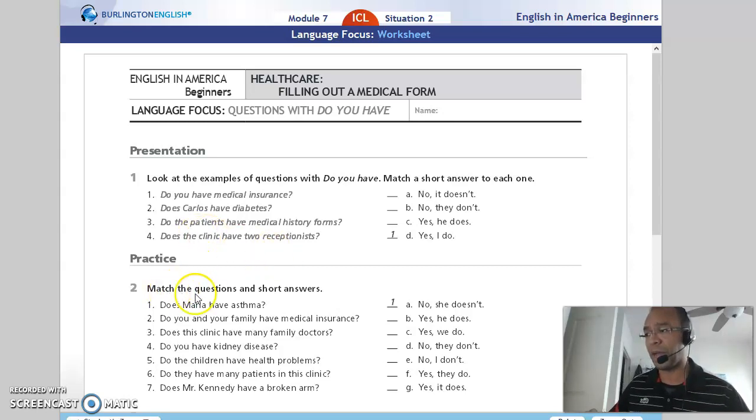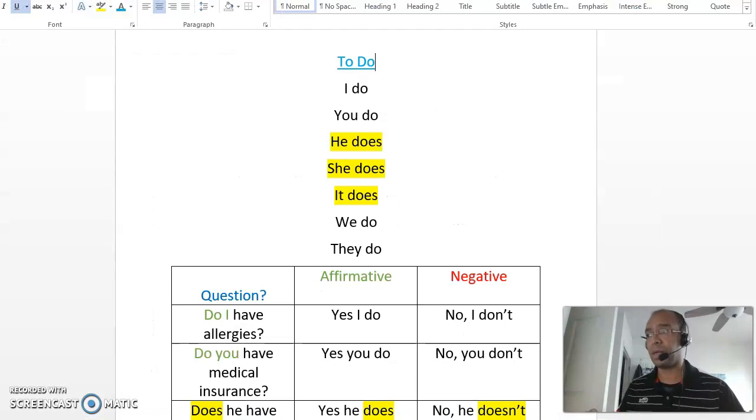Notice here, we have to match the questions and short answers using does Maria have asthma? Notice here does, because it's Maria as one person, you don't change this from have to has. You leave it in its infinitive, regular form, have. So we are going to be doing this today. Please follow along. If you like, take notes. We'll continue with that.